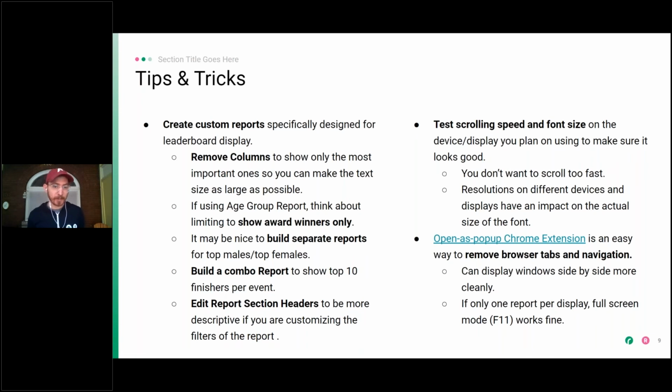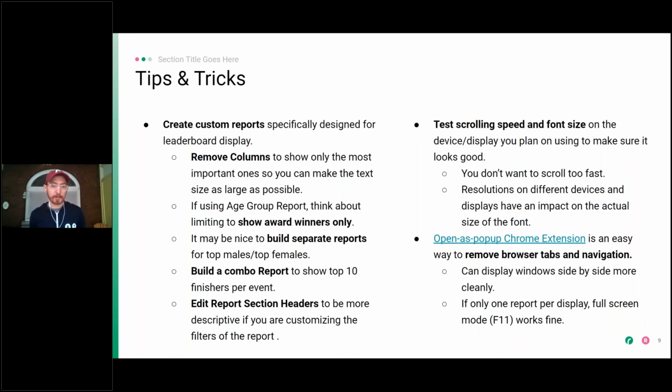If you're using an age group report, think about limiting it to only show the award winners, so you're not showing all of the depth through each and every age group. That's a nice way to display just the award winners in your scrolling leaderboards.